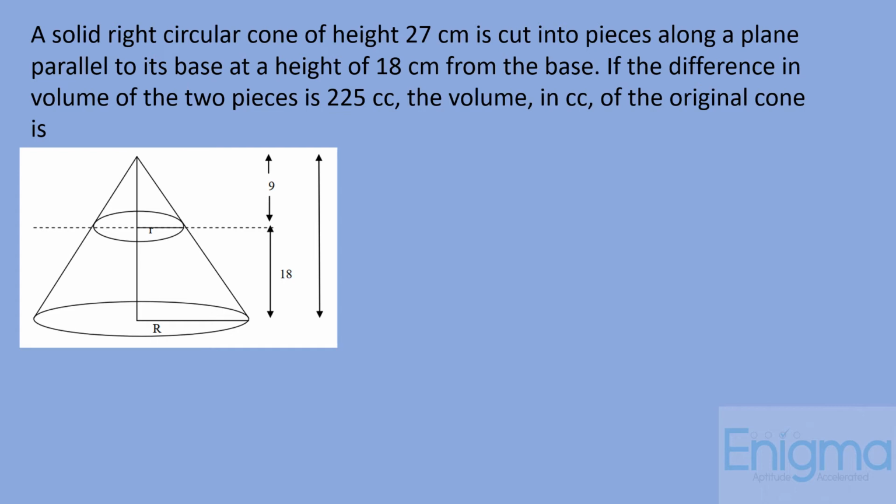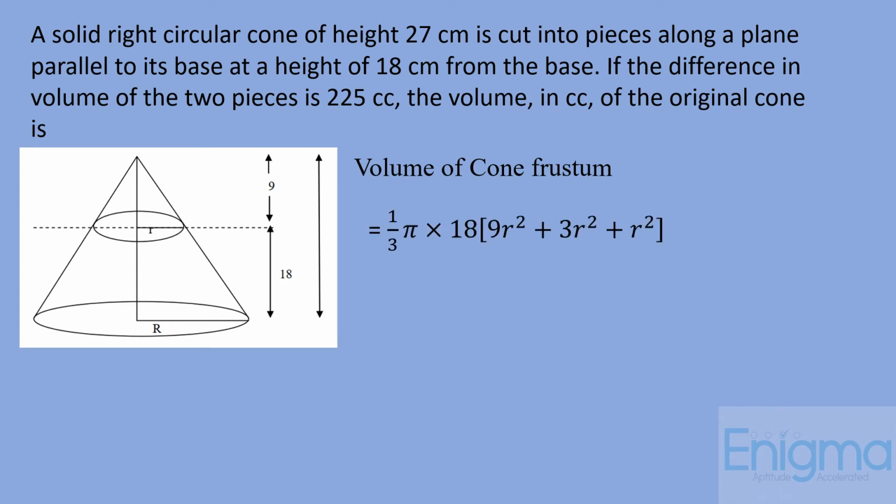Now, the figure would be something like this for the given description. The total height is 27 and the big cone is cut into two parts at a height of 18 centimeters from the base. Now, as we have seen the formulas in the previous slide for volume of frustum, we will just substitute the values over here. So, volume of cone frustum is 1/3 pi into 18 into bracket 9r square plus 3r square plus r square. Solving it, we get 78 pi r square.